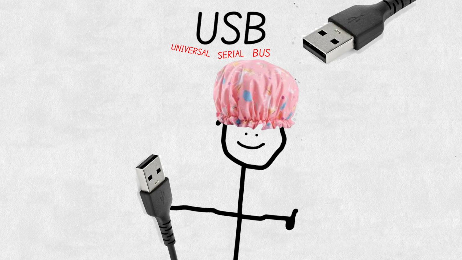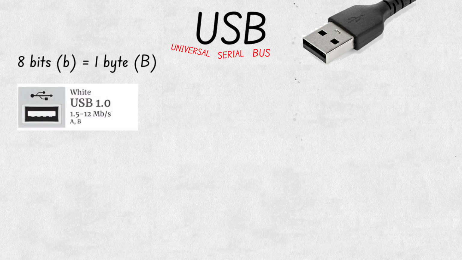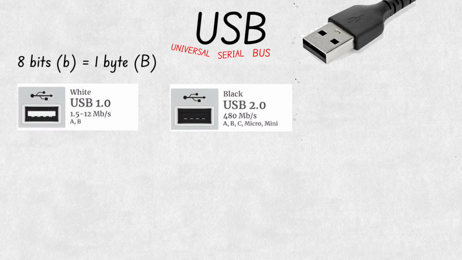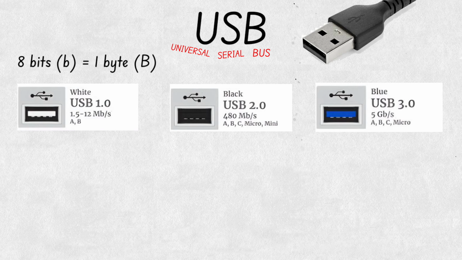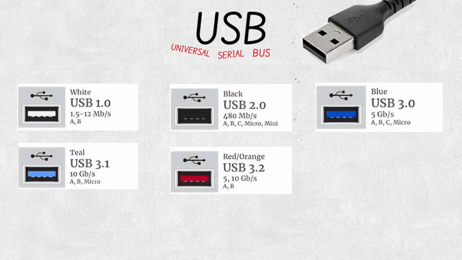Over time, USB changed. USB 1.0 was slow. USB 2.0 in 2000 bumped speeds to 480 megabits per second, fast enough for most things at the time. USB 3.0 came in 2008 and pushed that to 5 gigabits per second, then 3.1, 3.2 and eventually USB 4, which can hit 40 gigabits per second.